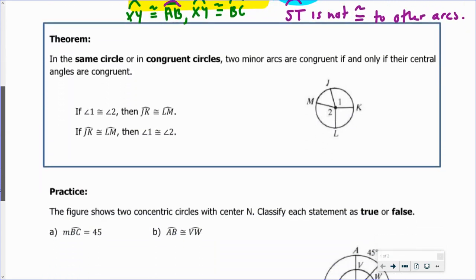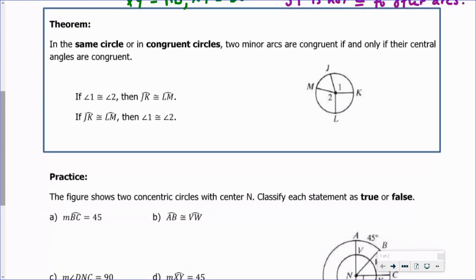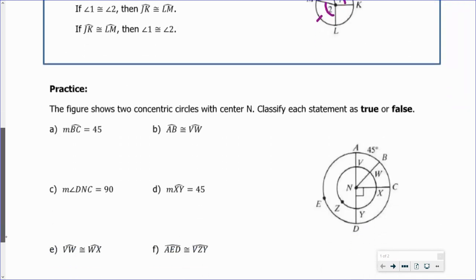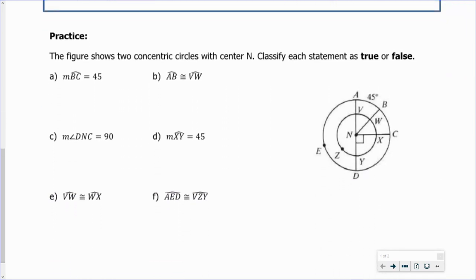All right, so here's another theorem that's kind of helpful for us. It says in the same circle or in congruent circles, two minor arcs are congruent if and only if their central angles are congruent. So here, if we know that angle 1 and angle 2, those central angles, are congruent, then we know that JK is congruent to ML. And again, this is only true if we're dealing with the same circle or in congruent circles. So let's practice these ideas in the space below.